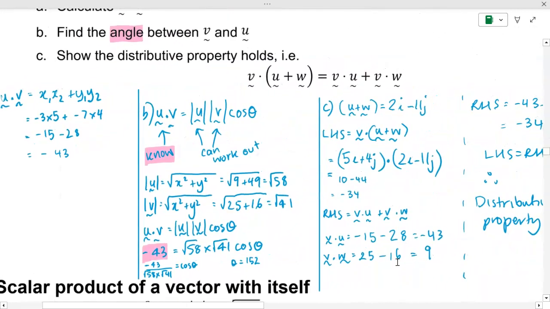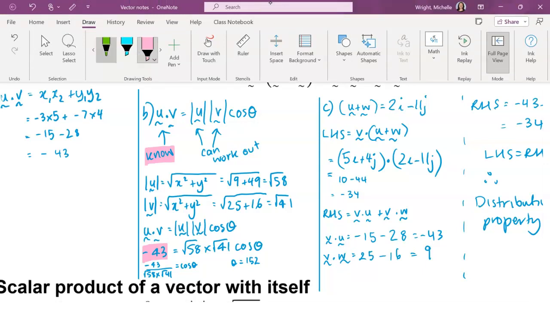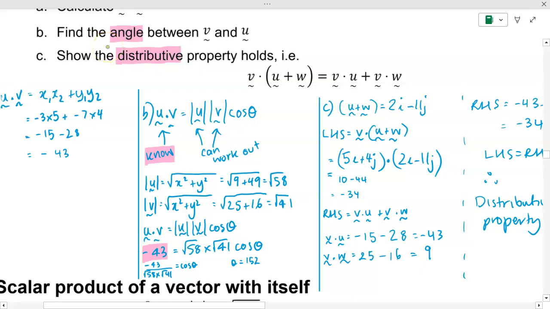Okay. Part C is saying show the distributive property holds. Now you might not remember what the distributive property is. You learned the distributive property back in year 7 and all that said was A times B plus C is equal to AB plus AC. The same will happen with vectors. Vector V dot product with the sum of U and W is the same as, I'll put my arrows in there, dot product of V and U plus the dot product of V and W.